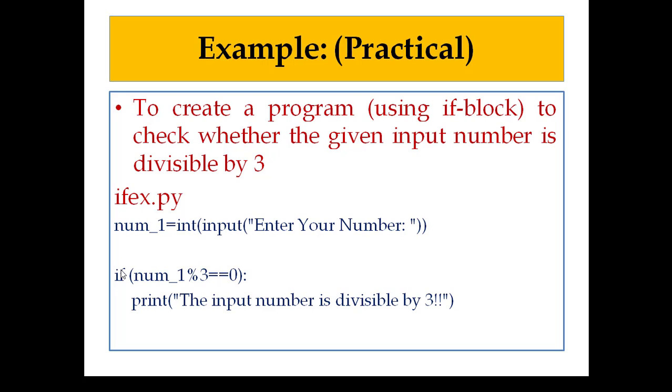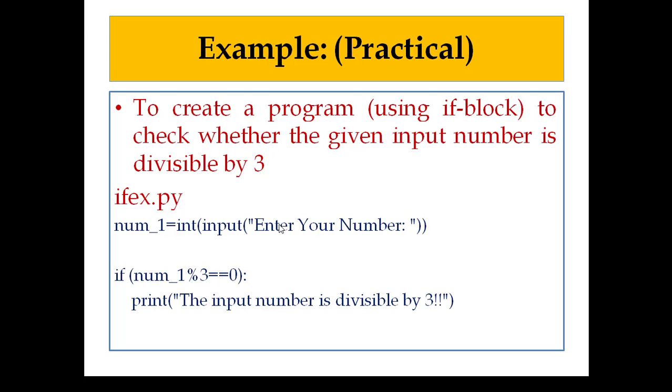So then if num1 % 3, this symbol is known as the remainder operator. I have already introduced it in my previous lectures. So if this is equal to 0, means if after the division with 3 we find the remainder as 0, then what happens? The number is divisible by 3.